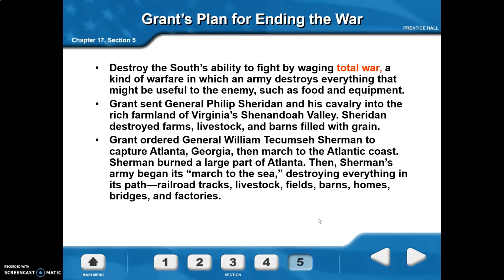And many people did not like that. They called Grant a butcher. But Grant had to do what he had to do to win the war. He was going to do anything. It did not matter. It was a business, that was his plan. Many people did not like it, though. They thought of him as a barbarian or a butcher.